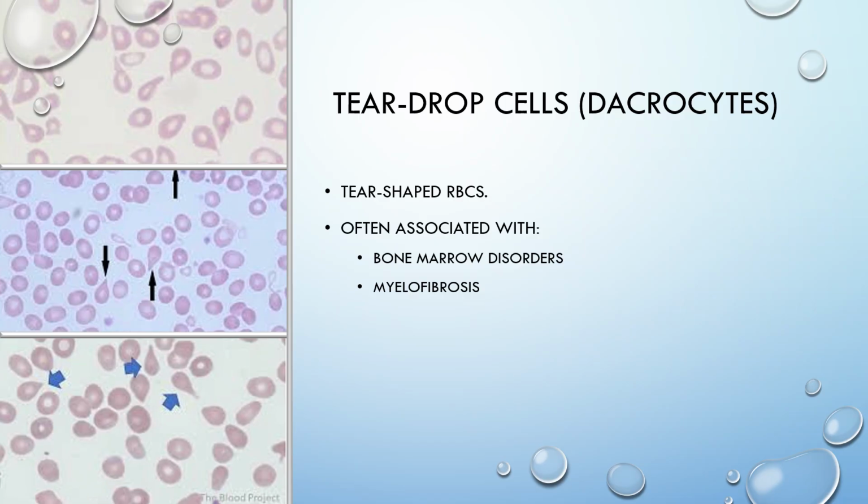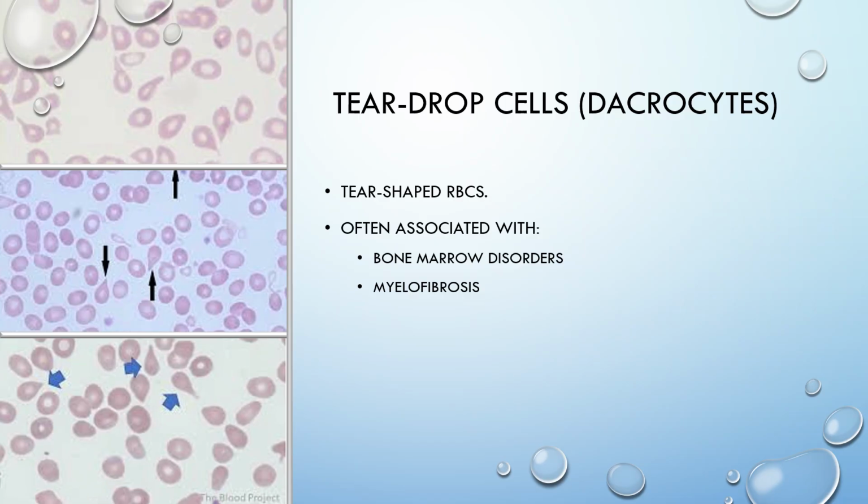Another distinctive red blood cell morphology you may encounter is the teardrop cell, also called a dacrocyte. As the name suggests, these cells resemble a drop of water or a teardrop, with one rounded end and one tapered point. Unlike some other abnormal red blood cell shapes that form primarily due to membrane defects or mechanical fragmentation, teardrop cells are often associated with disturbances in the bone marrow environment.